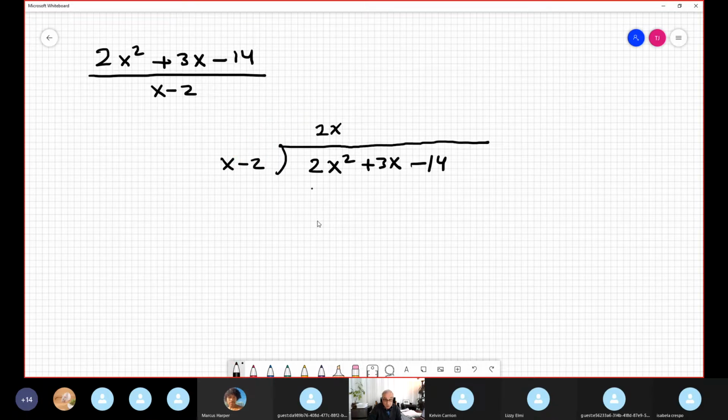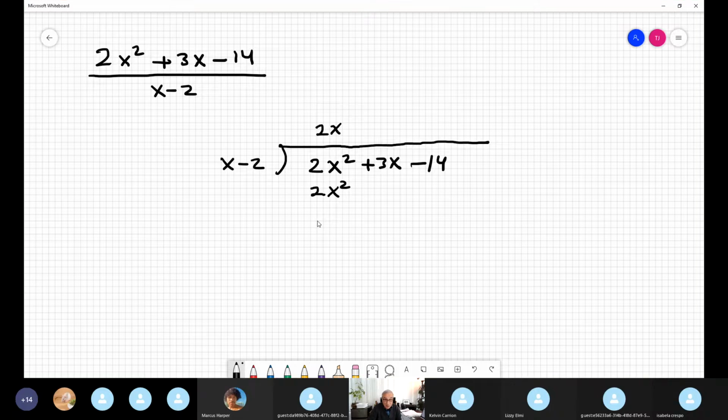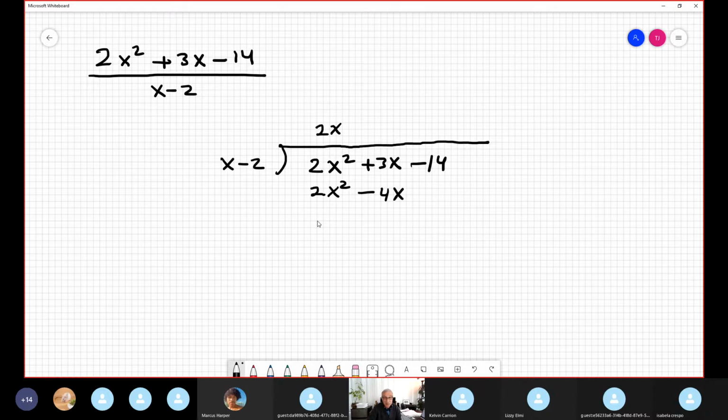2x times x is 2x squared. Exactly, we need exactly the same as this. And 2x times negative 2 is negative 4x. And remember, division is a procedure in which you multiply and subtract. Systematic: multiply, subtract. Multiply, subtract is division. By subtracting, you change the sign. You put plus. This cancels out, and this is 7.